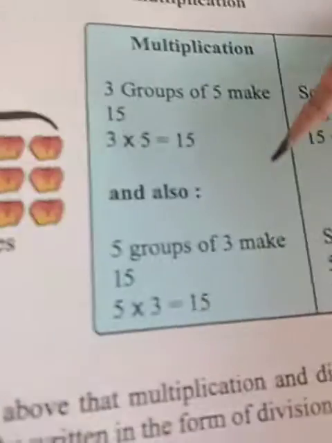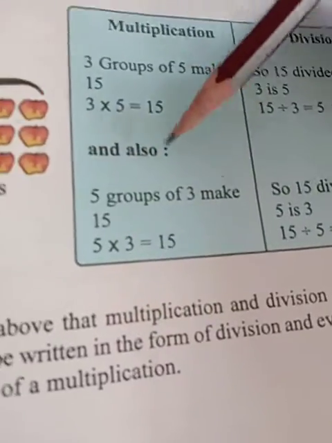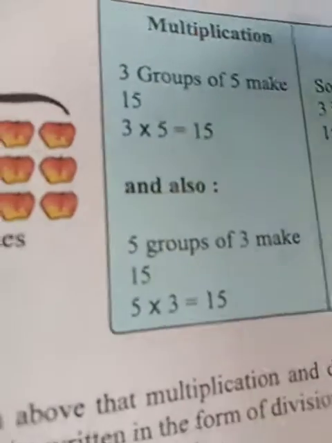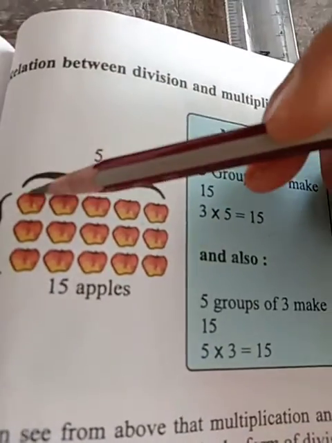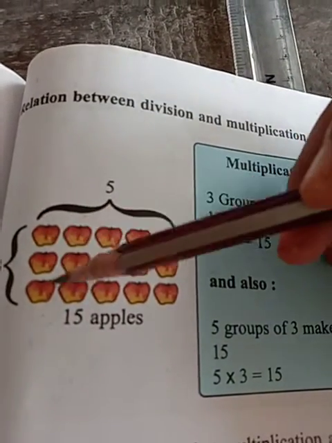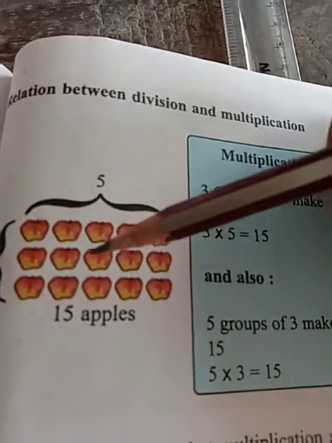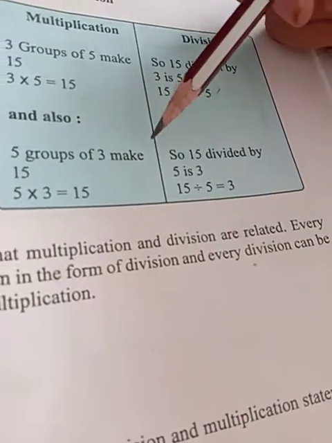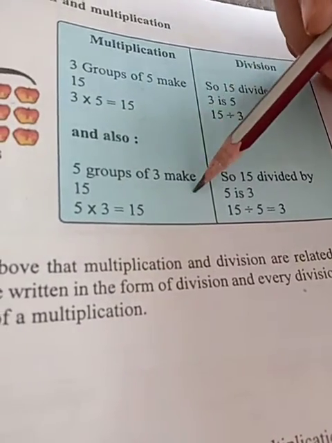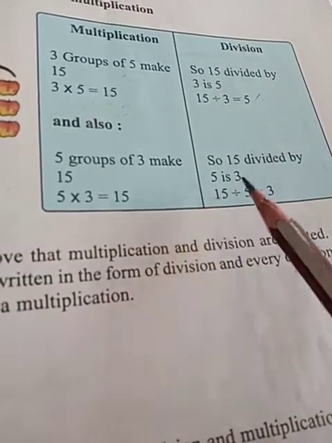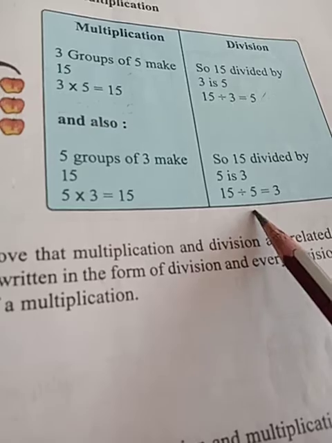So here see, also 5 groups making. 5 groups of 3 make 15. In each group, see, 1, 2, 3. In each group there are 3 apples. So 5 groups of 3 make 15. So 5 3s are 15. So 15 divided by 5 is 3. 15 divided by 5 equals 3.